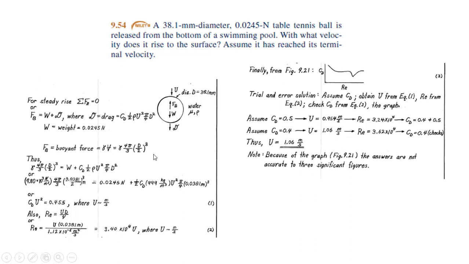So this term is basically the volume of the sphere, or you can say the ball, times the specific weight, which is the weight per unit volume of the water, right? So if you replace these things here, you will get that the buoyant force, gamma times 4 pi upon 3 times (d upon 2) cubed, is equal to weight plus drag force, which is Cd times half rho U square times area.